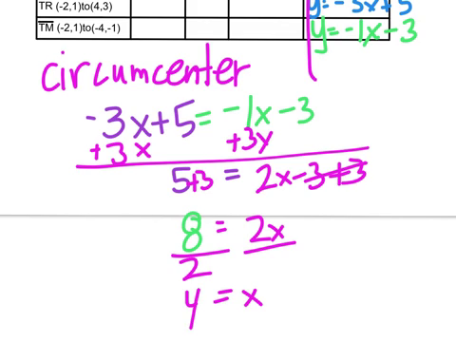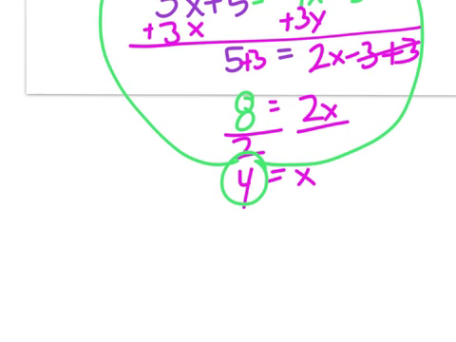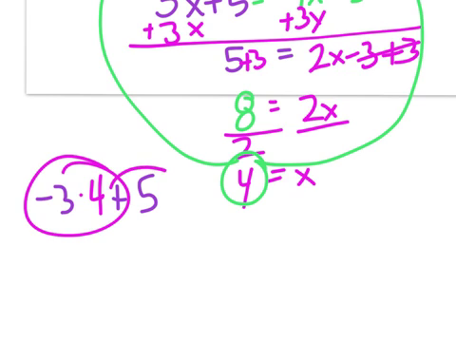Now I should be able to take this number 4 and plug it back into this equation and get an answer, and plug it back into this equation and get an answer for y, and the two answers should be the same. So in the first equation, we have negative 3. We'll multiply that value times 4, and then we'll add 5. This part is negative 12. Negative 12 plus 5 is negative 7. So the point here for x was 4 comma negative 7.